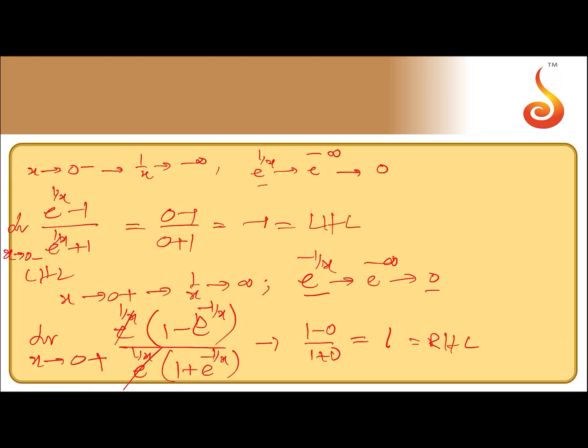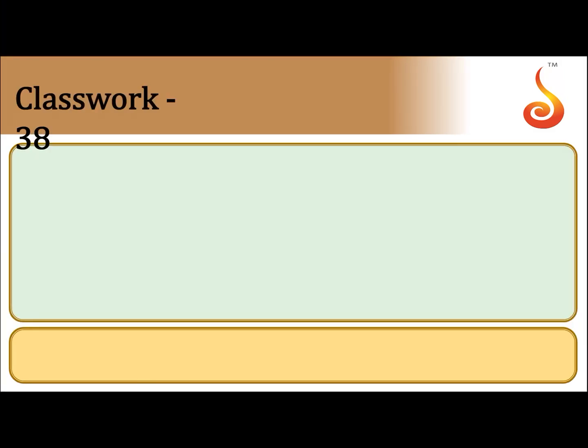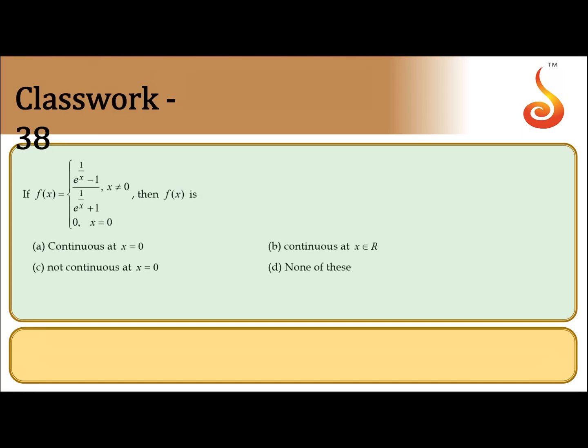And this is LHL. And therefore I say LHL is not equal to RHL and therefore the limit value does not exist. So the answer is: not continuous at x equals 0 because the limit does not exist, but the value is existing.